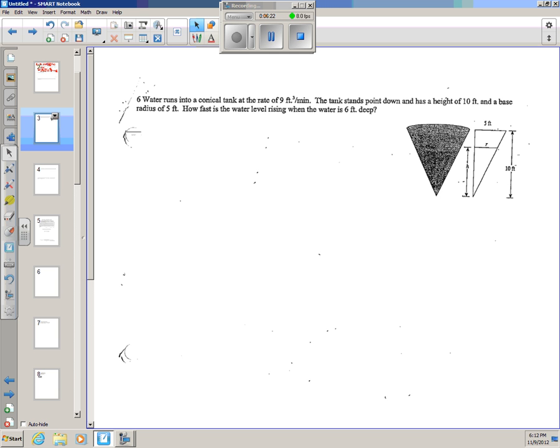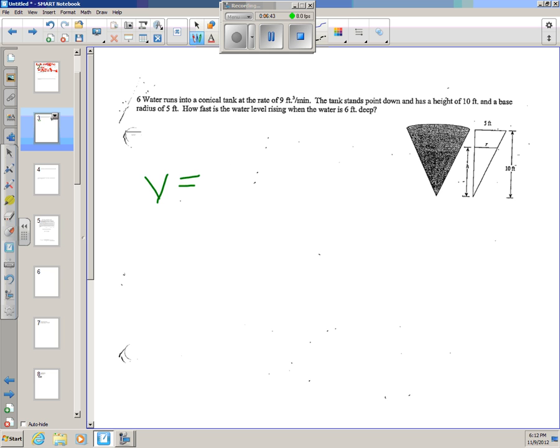Water runs into a conical tank at a rate of 9 cubic feet per minute. The tank stands point down and has a height of 10 feet and a base radius of 5. How fast is the water level rising when the water is 6 feet deep? Okay, so let's write our equation.